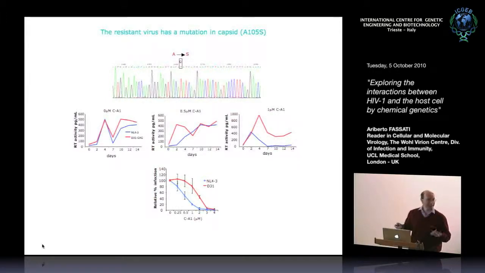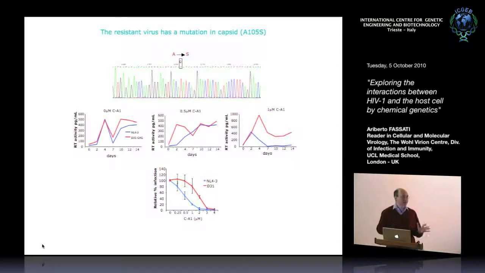And if you put it back, the virus becomes resistant to coumarin. There you are. And there is a shift in the IC50 of about 5-fold. So it's not great, it's not a complete resistance at all, but it's clearly there and it's significant.